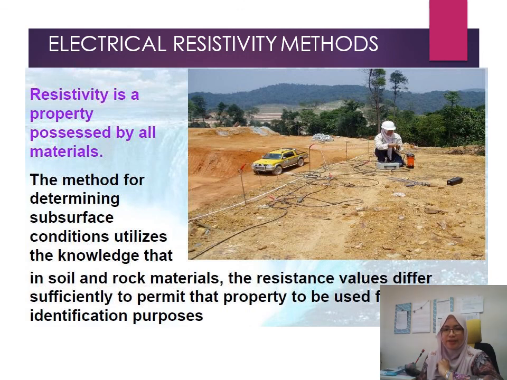Next is the electrical resistivity method. This method is more or less like the seismic method, but it uses electrical current. The amount of electrical current through the soil will be recorded and then correlated to the type of soil.